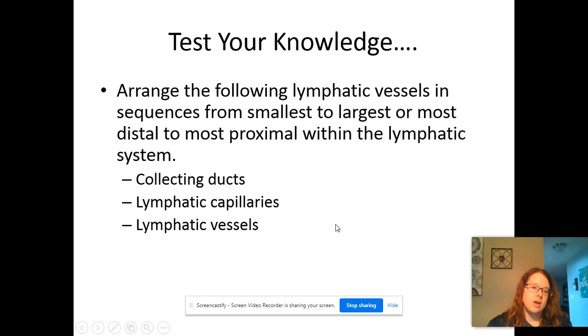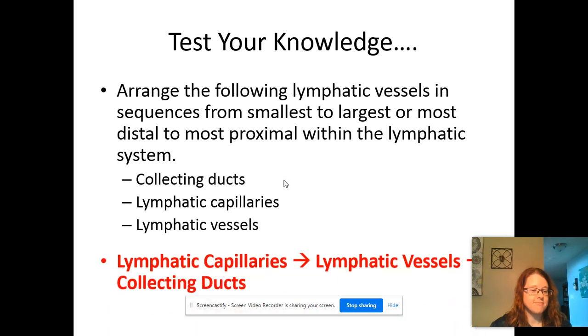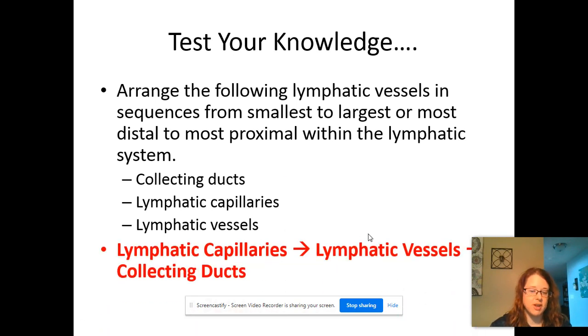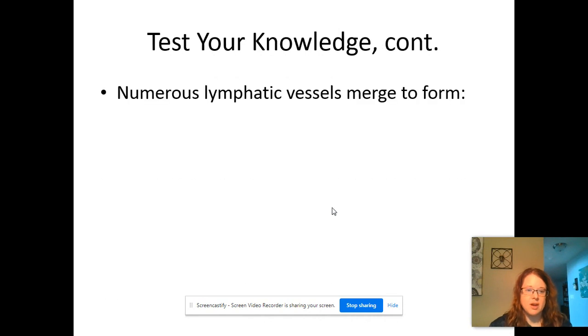Okay, arrange the following lymphatic vessels in sequence from smallest to largest, or most distal to most proximal within the lymphatic system. Distal to most proximal, kind of talking about, like, if you're talking about fingertips to closer to the heart, basically. So we would go, what do you think? Lymphatic capillaries to lymphatic vessels to the collecting ducts. Yeah. Okay. Numerous lymphatic vessels merge to form collecting ducts.